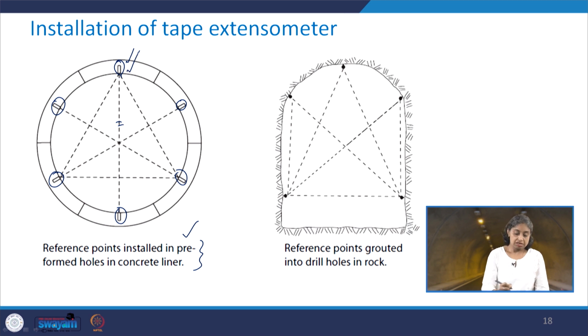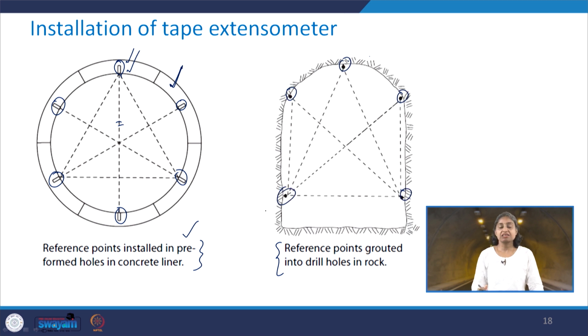of the rock mass. The second picture has the reference points which are grouted into a drill hole in rock. So you see that here the rock mass is there. In the earlier case it was the concrete liner, but in this case these reference points are in the rock mass, and you follow the same philosophy, and you can measure the distance between the reference points.